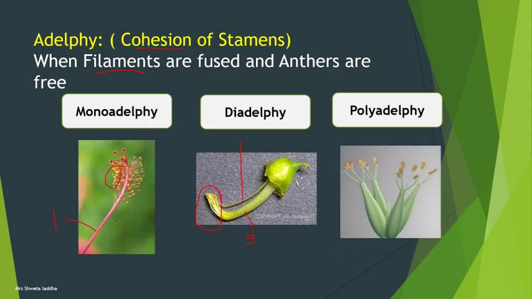In polyadelphy, which is seen in citrus plants, there are many stamens and the filaments are fused together to form bundles. Here you can see one, two, three, and four. Though the filaments are fused, their anthers are free. This condition is called polyadelphy. So adelphy is cohesion of stamens where filaments are fused and anthers are free. Monoadelphy can be seen in hibiscus, China rose. Diadelphy can be seen in pea or beans. Polyadelphy can be seen in citrus flowers.